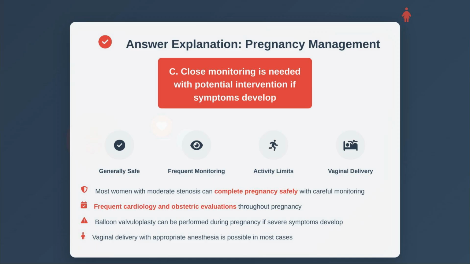Close monitoring is needed with potential intervention if symptoms develop. Most women with moderate aortic stenosis can complete pregnancy safely with careful monitoring. This includes frequent cardiology and obstetric evaluations, limiting strenuous activity, and prompt treatment of complications. Balloon valvuloplasty can be performed during pregnancy if severe symptoms or heart failure develop. Vaginal delivery with appropriate anesthesia is possible in most cases.